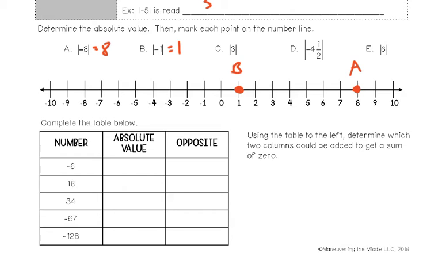Okay, so let's look at C. It says the absolute value of 3. That's still just 3. That means that it's 3 away from 0. This is point C. For D, it says -4.5.